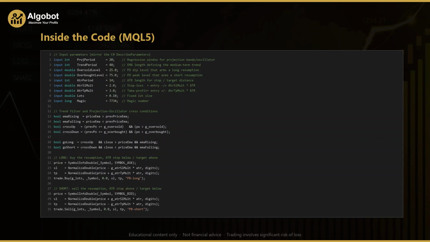When go long is true, the code reads the ask price and calls trade.buy, placing the stop loss ATRSL multiple times ATR below entry and the take profit ATR-TP multiple times ATR above. When go short is true, it reads the bid price and calls trade.sell with the stop above and the target below. Symmetrical and volatility aware on both sides.